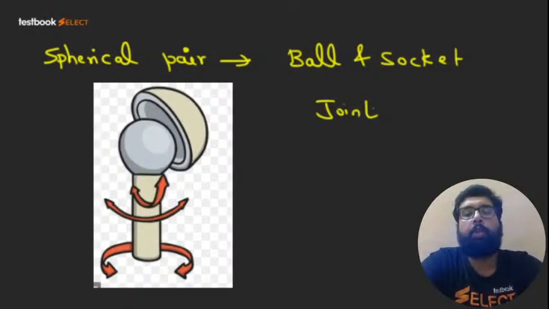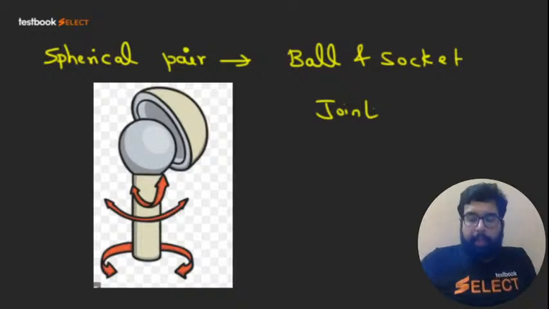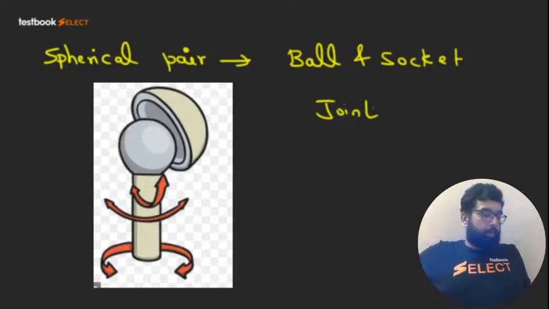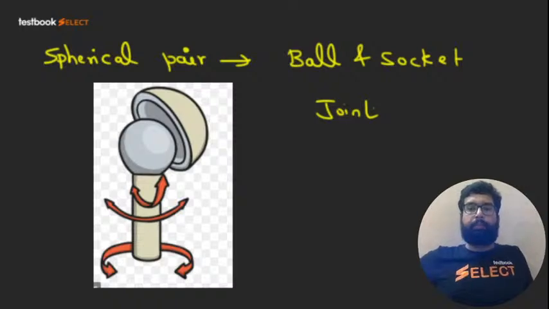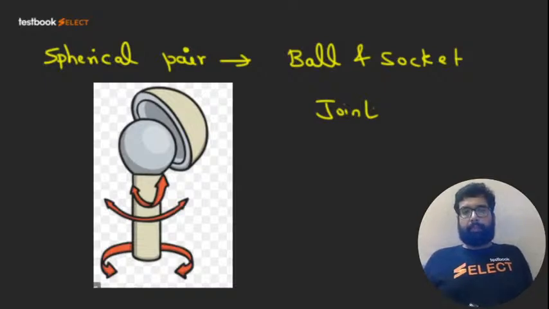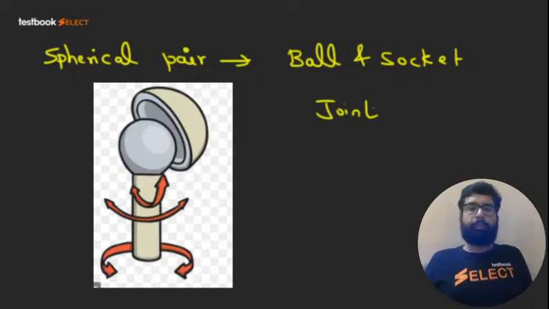Okay. So this was the ball and socket joint we discussed in the last session. Now can you tell me how many degrees of freedom it has? Tell me, beta. If you come live and respond, this session is going to be very successful for you guys. Please tell me what is the degree of freedom of a spherical pair.